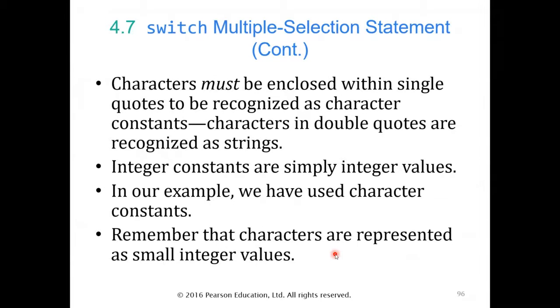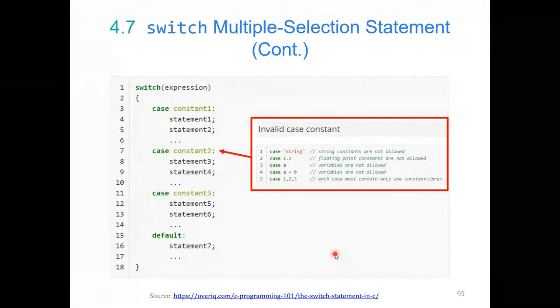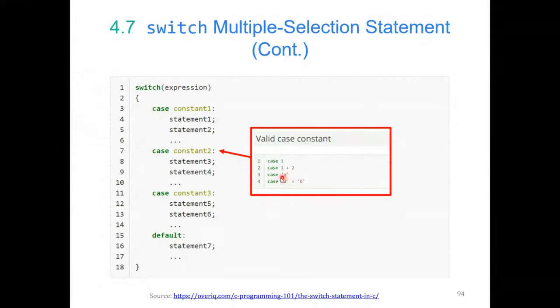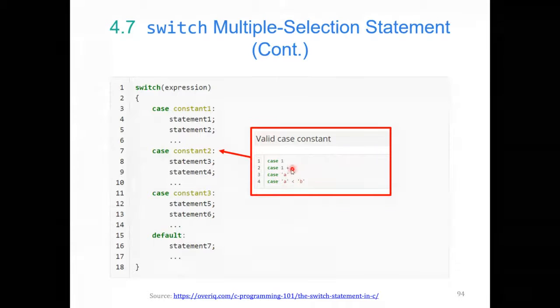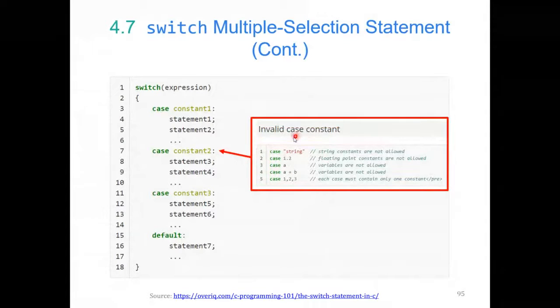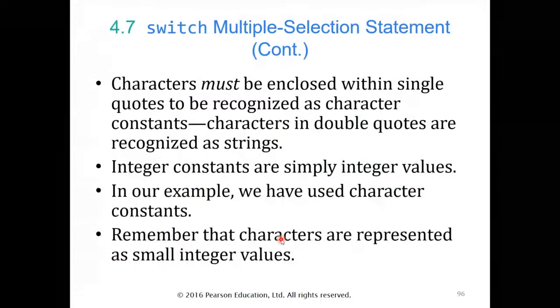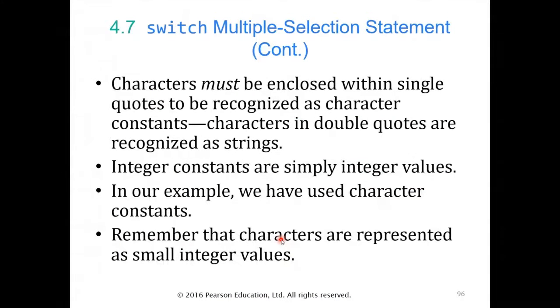And one of the key differences between characters and strings is that characters generally are enclosed inside single quotes, just like this one here, whereas strings normally are enclosed in double quotes. And so that's the key difference between characters and strings. So remember that. Don't start using double quotes. If you're using characters, use single quotes.